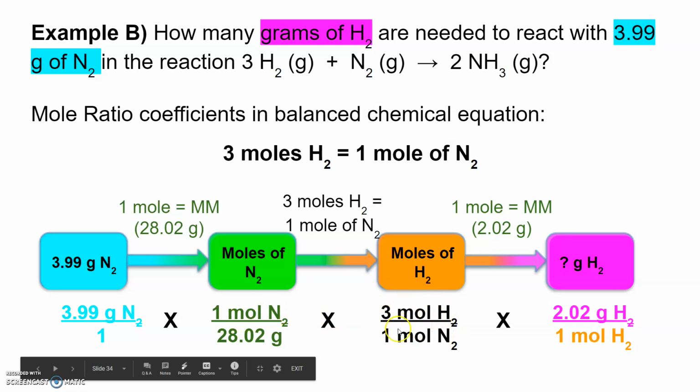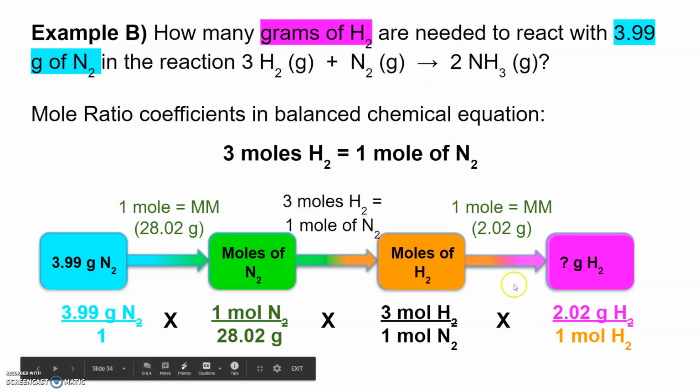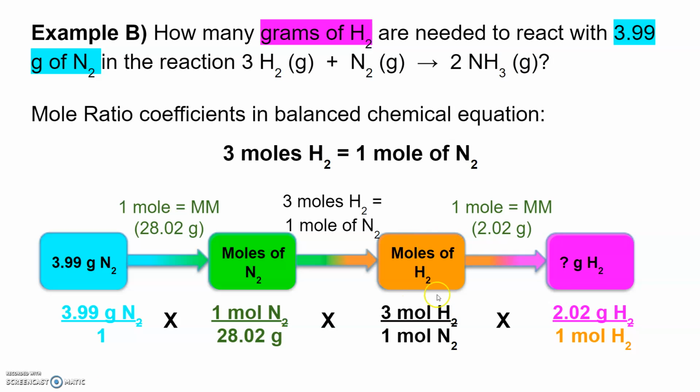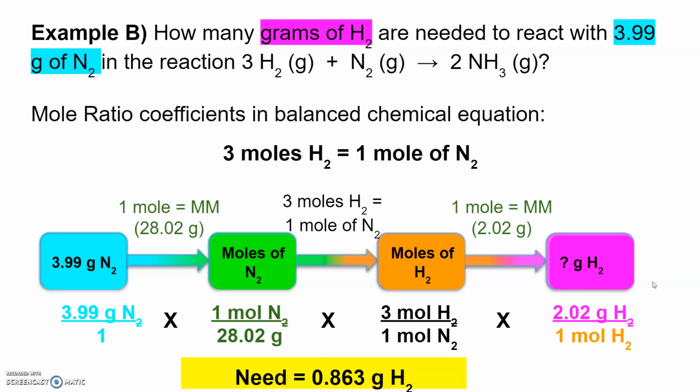Since I want to cancel out moles of N2, 1 mole of N2 would go on the bottom, and then the 3 moles of H2 go on the top. Remember, these numbers, the 3 and the 1, come from the coefficients in the balanced chemical equation shown up here. Finally, I want to convert from my moles of H2 to my grams of H2, so I would use the molar mass in that case. 1 mole of H2 would go on the bottom, so the moles of H2 cancel out, and then the 2.02 grams of H2, which comes from the molar mass, goes on top. And then when I do the math there, I get 0.863 grams of H2.